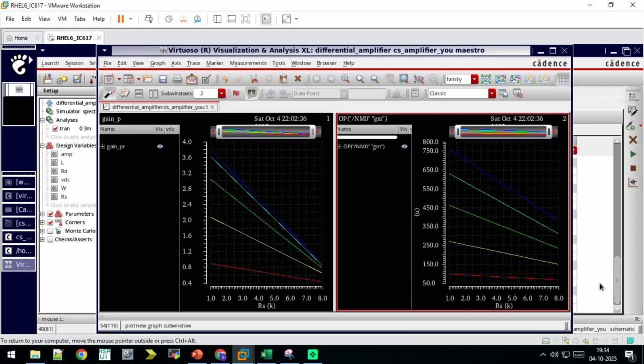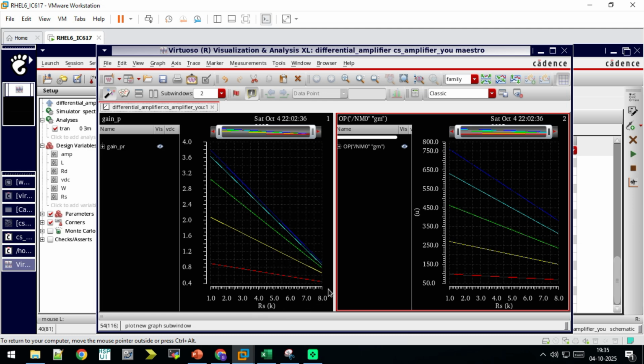If you keep on increasing the Rs value, instead of 8 kilo ohm, if you keep it as 10 kilo or 15 kilo, the fluctuations will be very less. So the GM changes will be very less, and so the gain changes also will be very less. If the system gain is not changed much, then the system will be called a stable one, right? So we have to make sure the system is very stable, with the variations of the gain very less when we keep the source resistance at maximum.